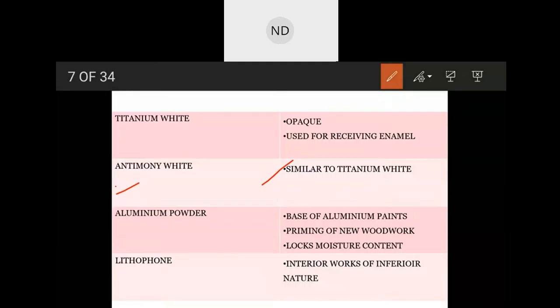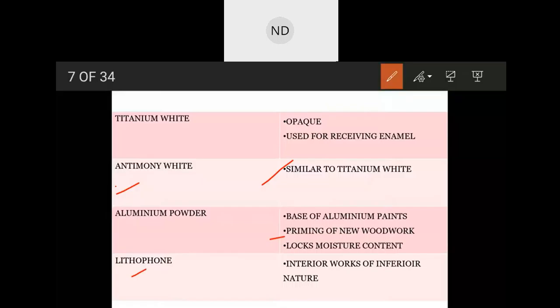Next one is aluminium powder. Aluminium powder forms the base for the aluminium paint. Its property is that it locks the moisture content of the wooden surface where it is used, and this will prevent the cracking and warping of the wood. It's generally used as a prime coat for new woodwork.